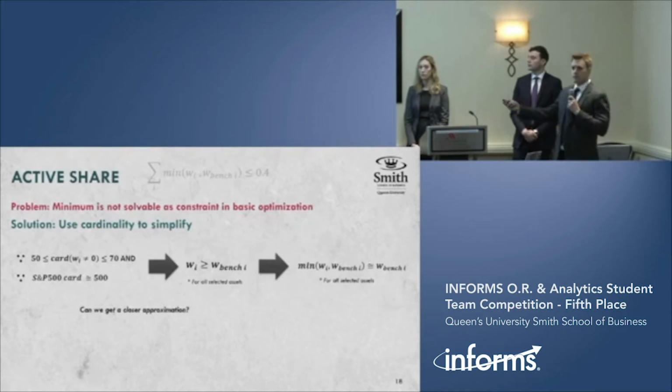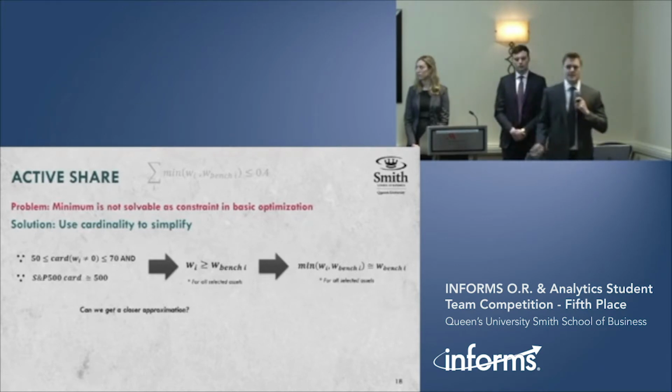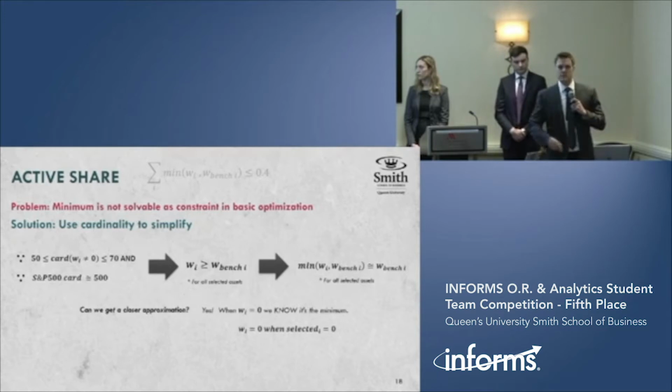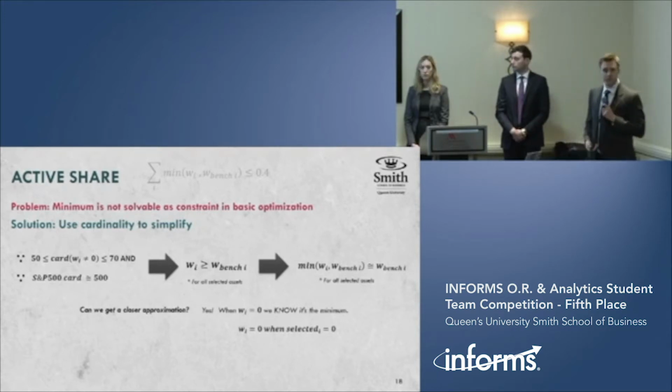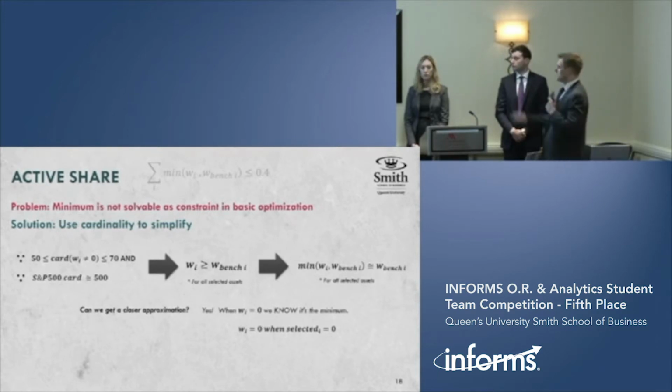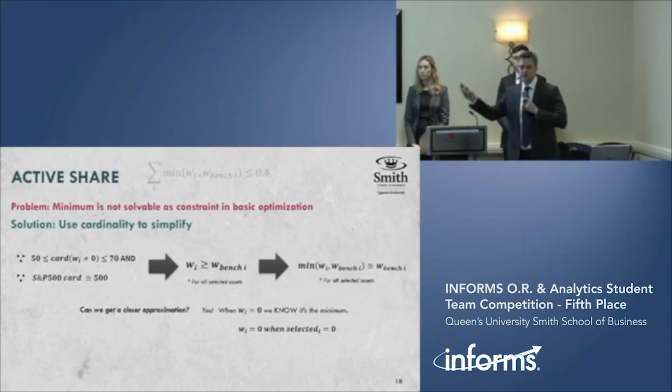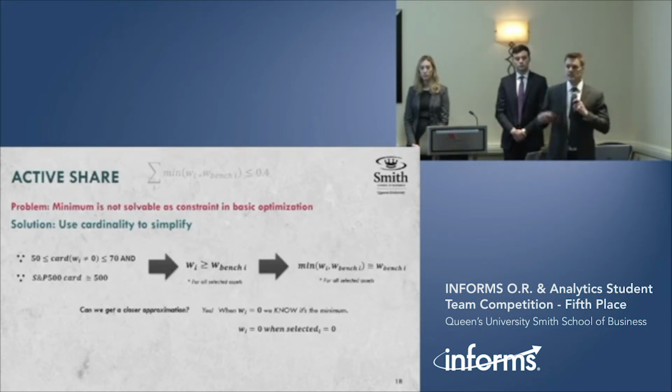And then we said, well, that's good, but what about all the times we don't select an asset? Well, the good news is we know when we don't select an asset that the value is 0, and therefore the minimum will be 0. And we also have this handy selected variable that we defined as part of our cardinality that helps us understand when we didn't select a variable or an asset.